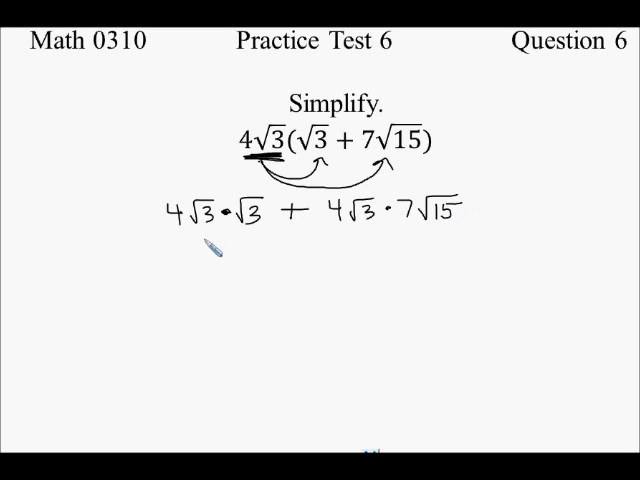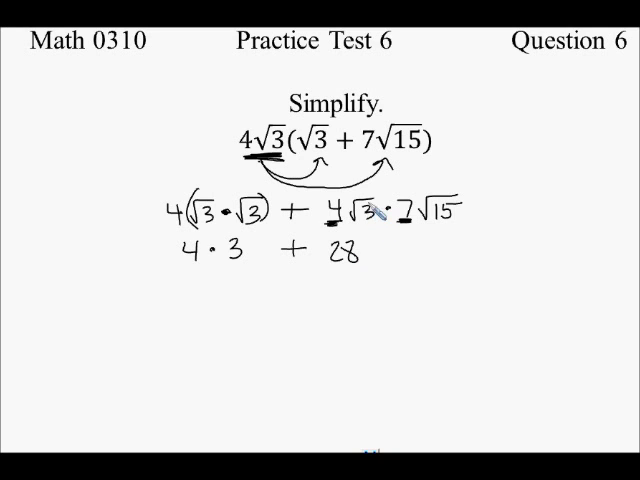Now we have two separate terms we want to simplify. For 4 square root 3 times square root 3, we know by the product rule that square root 3 times square root 3 should just give us 3. If we have the square root of a number times itself, it gives us that number. So this becomes 4 times 3. Plus, now we look at the separate pieces of the second term. The numbers on the outside are 4 and 7, so 4 times 7 gives us 28 on the outside.